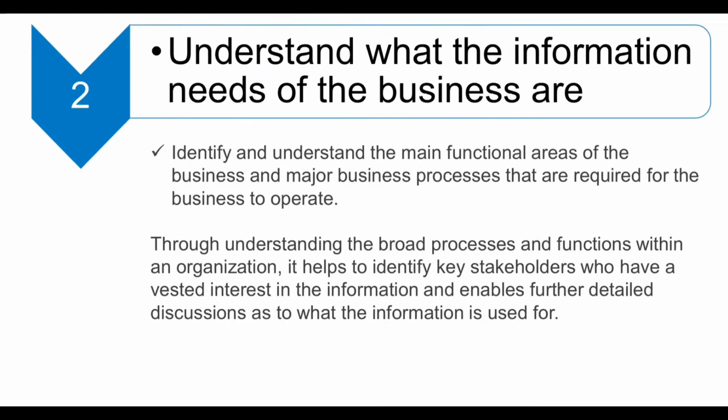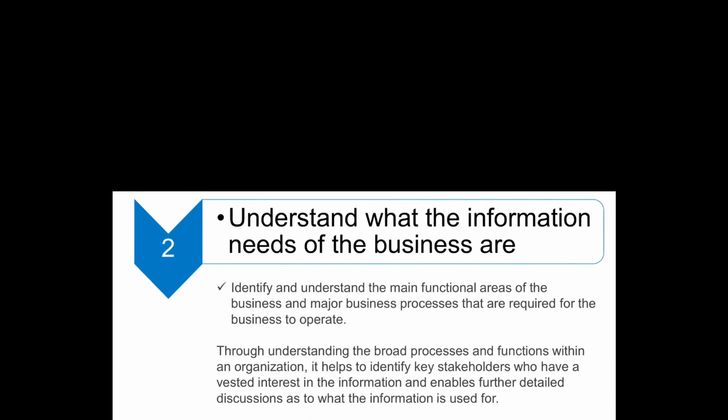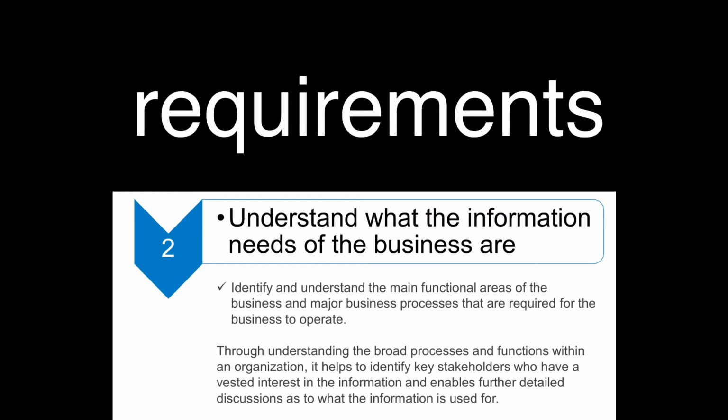The next is understanding what the information needs of the business are. Here, we identify and understand the main functional areas of the business and major business processes that are required for the business to operate. Understanding the broad processes and functions within an organization helps to identify key stakeholders who have a vested interest in the information and enables further detailed discussions as to what the information is used for. So basically, we refer to this stage as requirements.